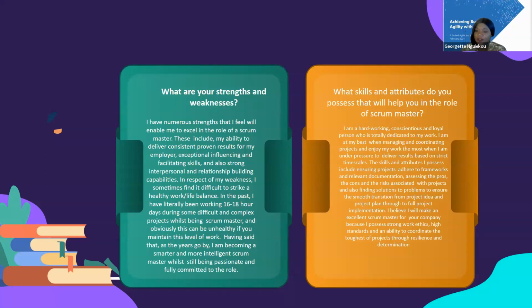Okay. What skill and attribute do you possess that will help you in the role of the Scrum Master, in the role of the project manager? So you want to say that beside the regular skills that a Scrum Master or project manager has, for instance facilitator, servant leader, problem solving skill, communication skill, beside those skills, I am a technical person. I know how to design processes. So I know how to map out processes for my team.